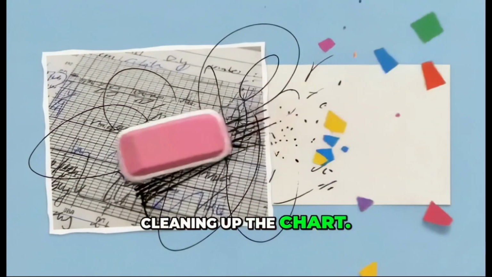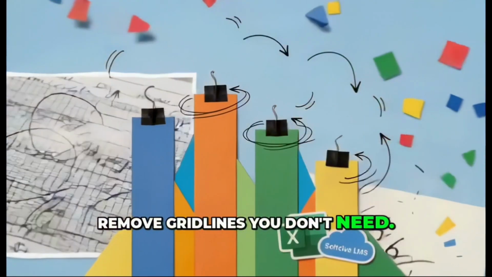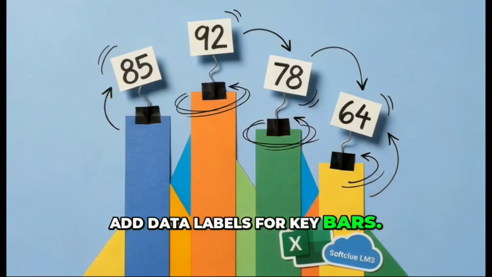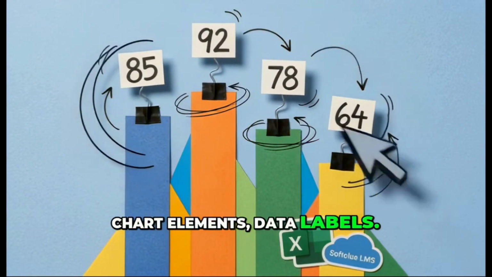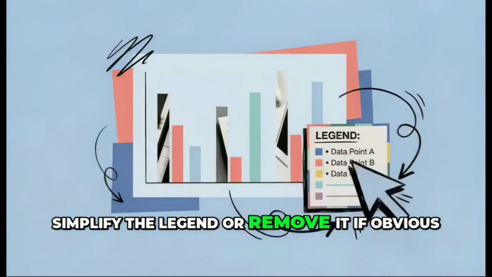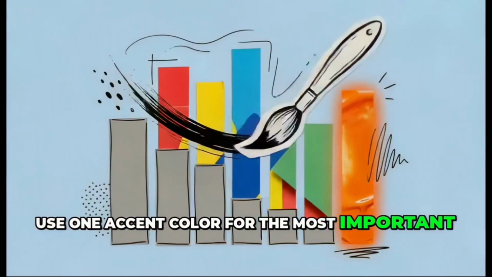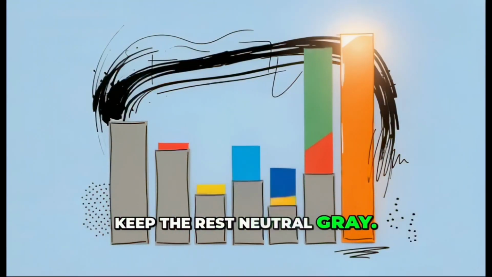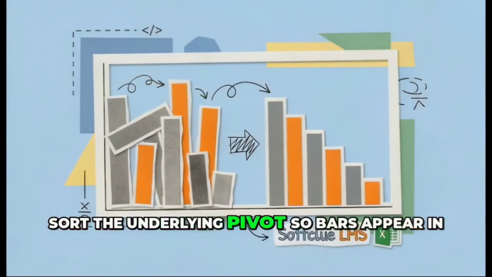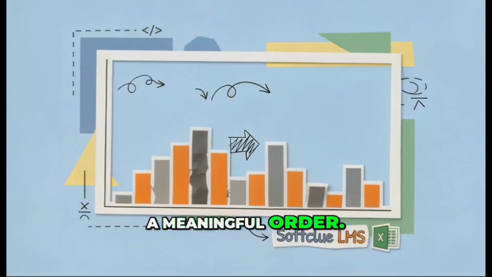Cleaning up the chart. Remove grid lines you don't need. Add data labels for key bars: Chart Elements, Data Labels. Simplify the legend or remove it if obvious from labels. Use one accent color for the most important series. Keep the rest neutral gray. Sort the underlying pivot so bars appear in a meaningful order.